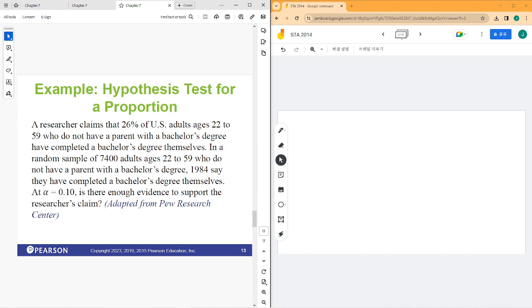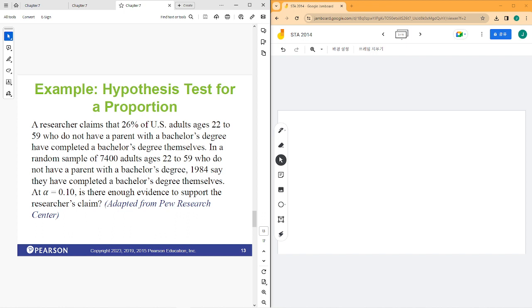Okay, so we have a random sample of 7,400 adults, and 1,984 say that they have completed a bachelor's degree themselves. We have the alpha level as 0.10, and is there enough evidence to support the researcher's claim?